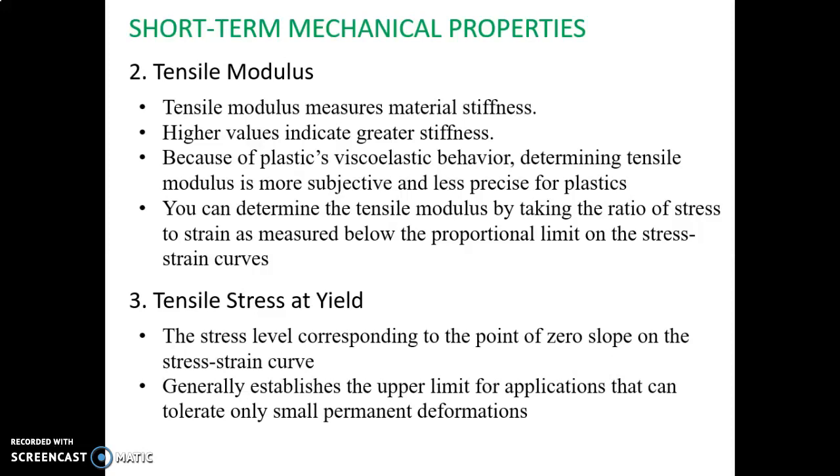Viscoelastic behavior, determining the tensile modulus is more subjective and less precise for plastic than it is for metal and most other material. So mathematically, we can determine the tensile modulus by taking the ratio of stress to strain as measured below the proportional limit on the stress strain curve. So when dealing with material with no clear linear region, we can calculate the modulus at some specified strain value, typically at 0.1%. So for some application, buckling analysis for example, it may be more appropriate to derive a modulus from the slope of a line drawn tangent to the curve at a point on the stress strain curve.